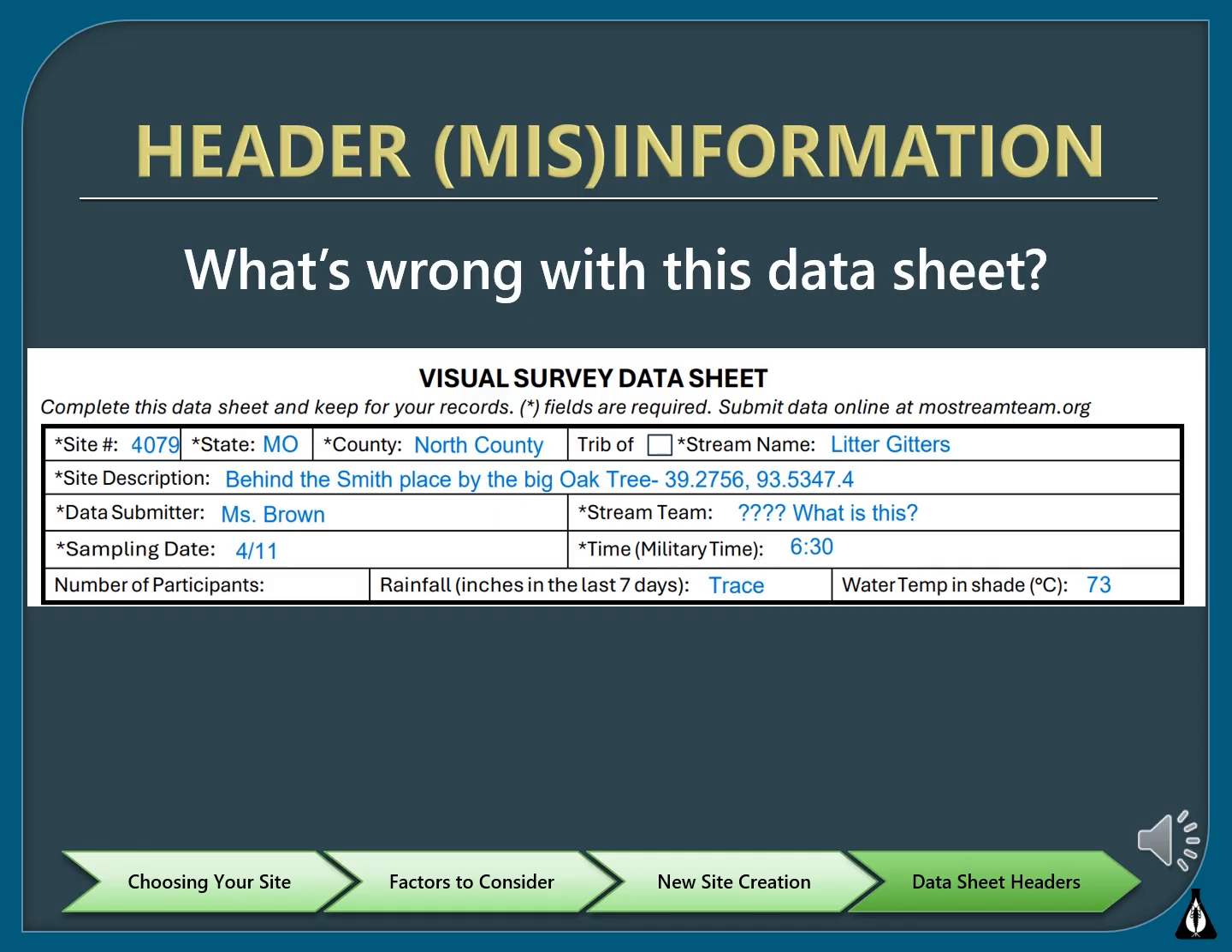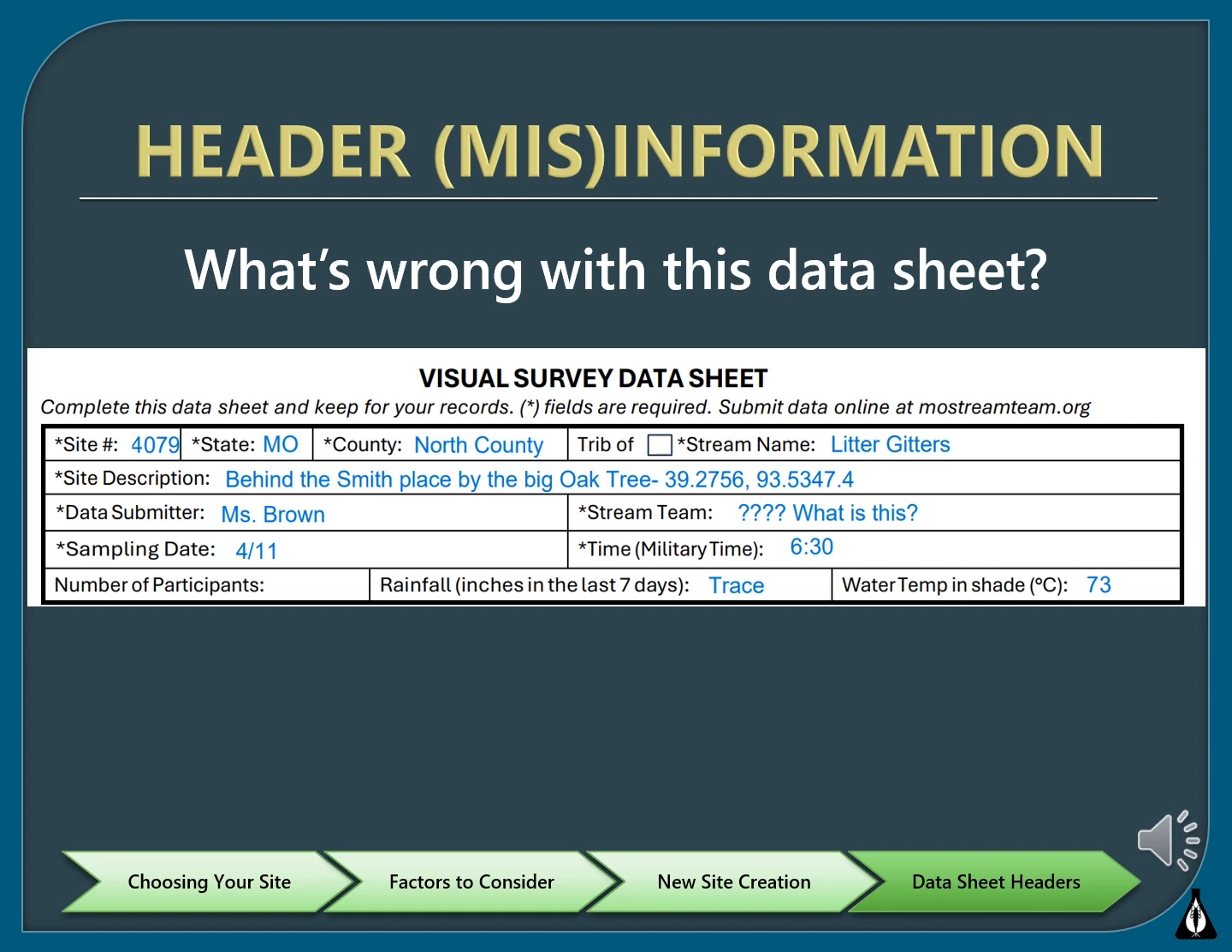For the participants, you can leave this section blank if you were the only person who went out monitoring, or if you had additional people out with you, feel free to put how many folks you were out collecting data with, in addition to yourself. For rainfall, this needs to be a number and not filled out as none or trace.